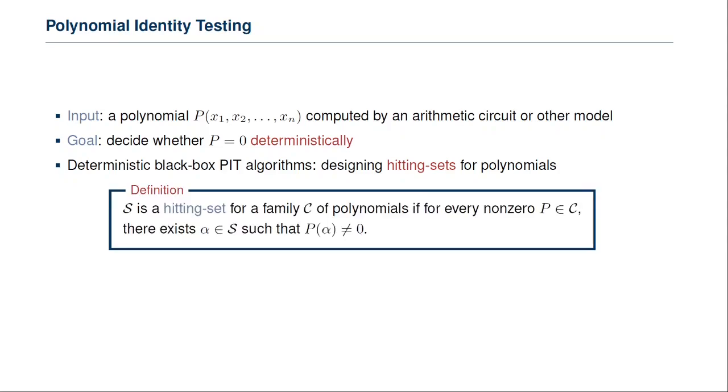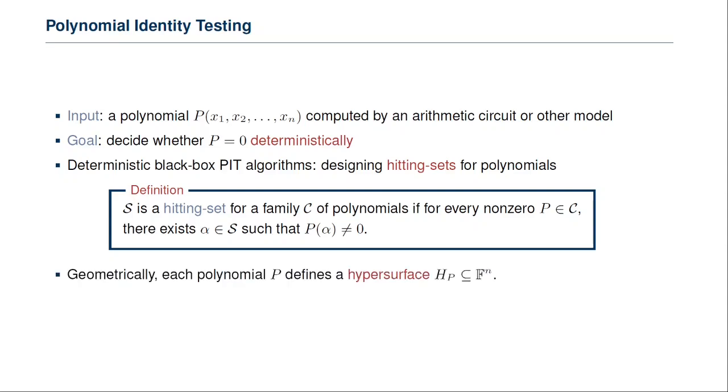And here is the definition of hitting set. So we say S is a hitting set for a family C of polynomials if for any non-zero polynomial P in the family C, the set S contains an evaluation point alpha such that the evaluation of P at alpha is non-zero.